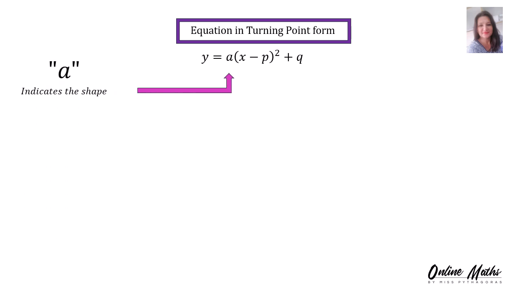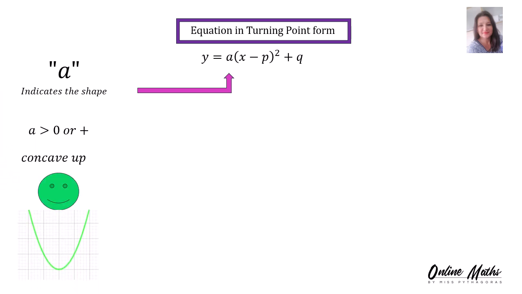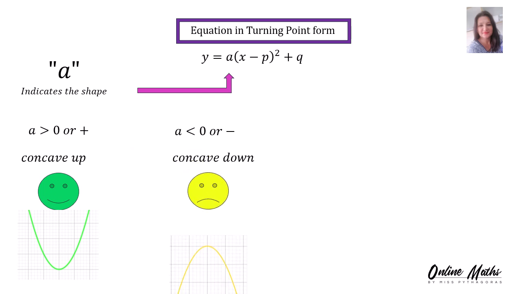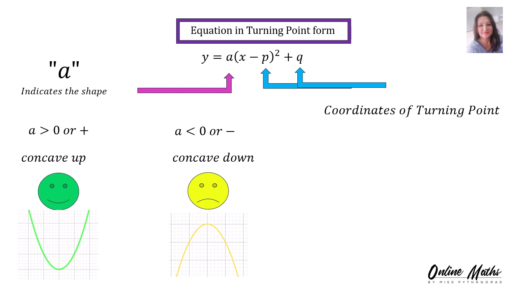A indicates the shape. When A is greater than 0 or positive, then we say the graph is concave up, and it will be a smiley face. When A is smaller than 0 or negative, we say the graph is concave down, and it will be a sad face.